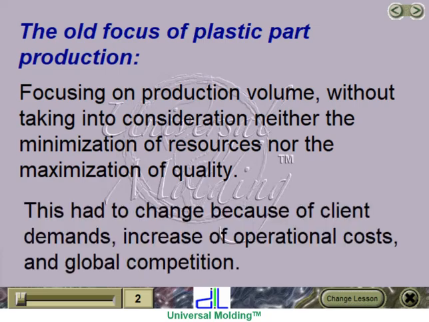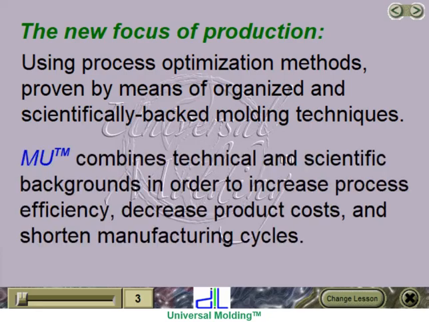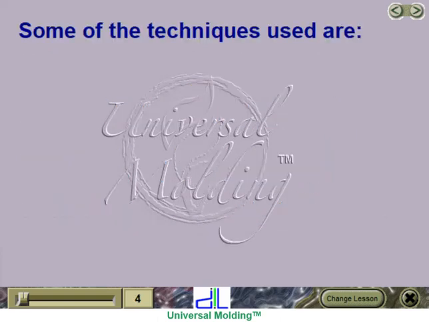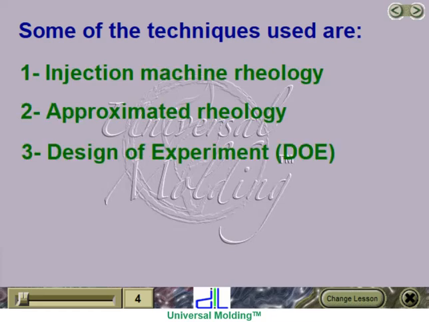This had to change because of client demands, increase of operational costs, and global competition. The new focus of production uses process optimization methods proven by means of organized and scientifically backed molding techniques. MU combines technical and scientific backgrounds in order to increase process efficiency, decrease product costs, and shorten manufacturing cycles. Some of the techniques used are injection machine rheology, approximated rheology, and design of experiment, or DOE.